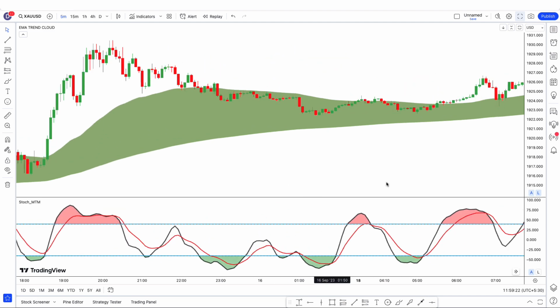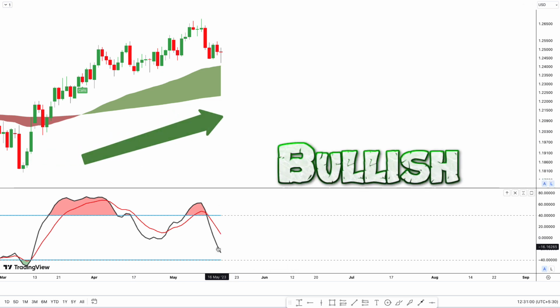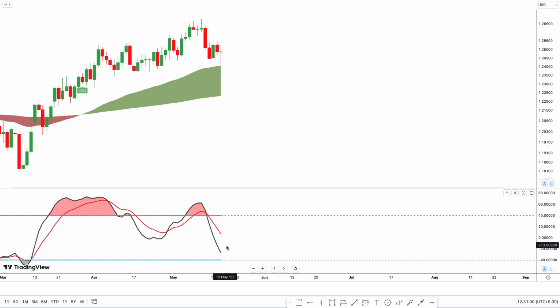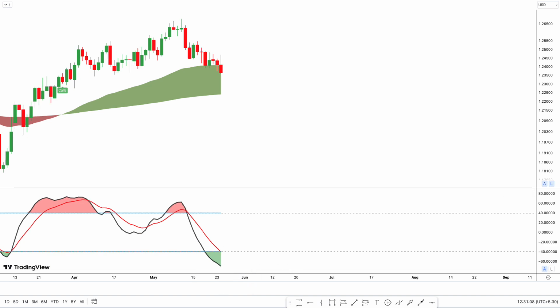Now to trade using this combined indicator strategy, here is how we're going to do it. To take a long trade, first, we want the market to be in a bullish trend. To confirm that, we just make sure that the EMA trend cloud is colored green and the price is trading above it. This indicates a bullish trend. Second, we want a pullback to happen within this bullish trend. To confirm that, we're going to pay attention to the stochastic momentum index. We're going to wait for the stochastic oscillator to go below the lower band of the stochastic momentum index. This indicates that the market is in a pullback within this bullish trend.